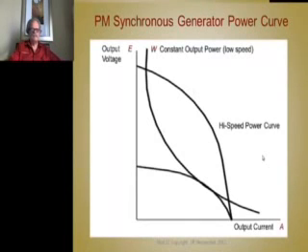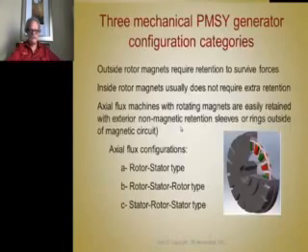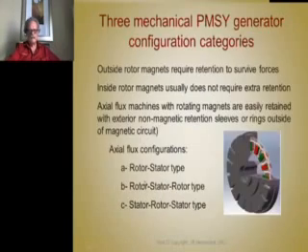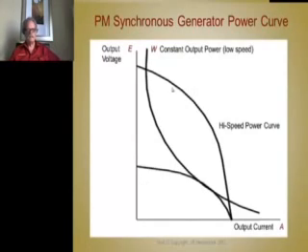The power curve for a generator, particularly the ones of this type here, looks like this. So here's the voltage and there's the output current, and the power is this curve here. So the peak power occurs there.